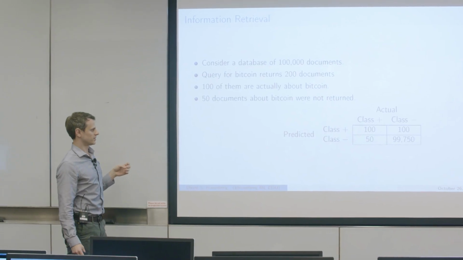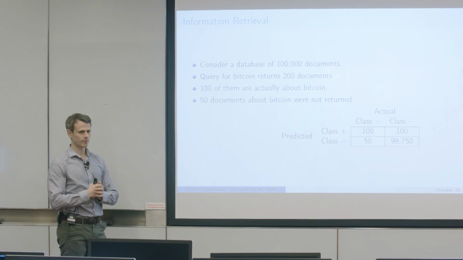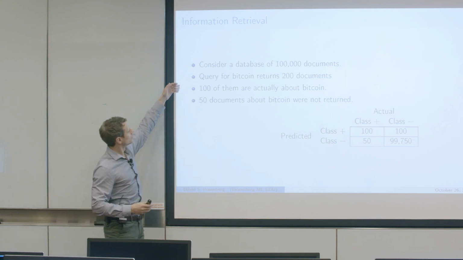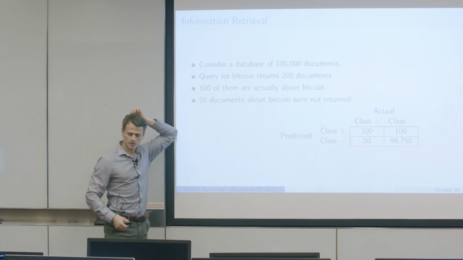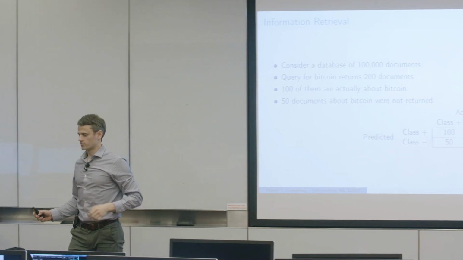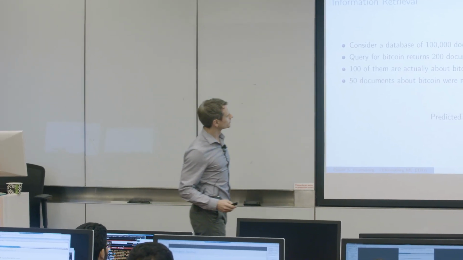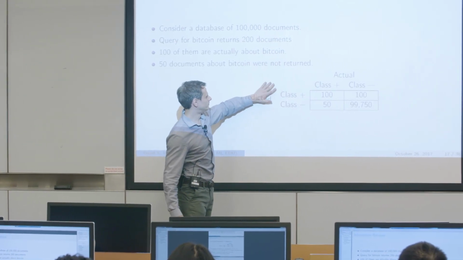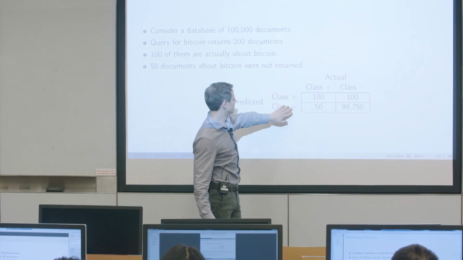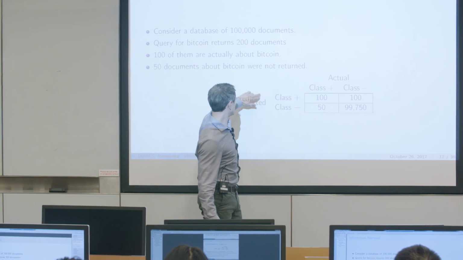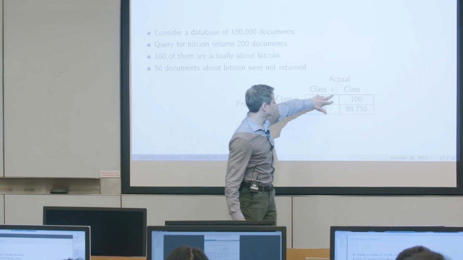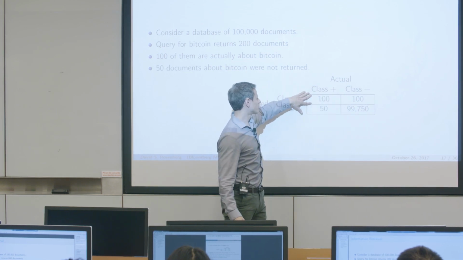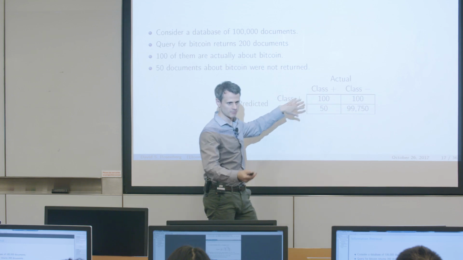So what's the precision? First of all, our query returned 200 documents. So what's the precision of this result? 50%. How do you get that? We look at what we predicted to be true, so 100 plus 100 is 200. The predicted positive class is this row, 100 and 100. And then 100 were actually positive and 100 were negative, so 50% precision.